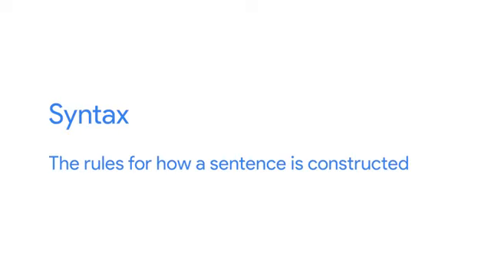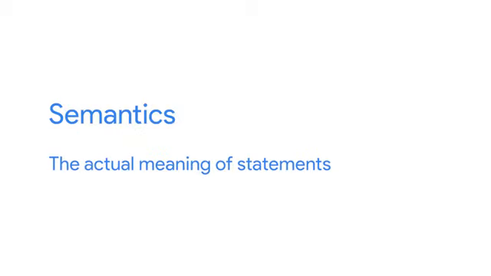Programming languages are actually similar to human spoken languages since they have a syntax and semantics. Now, if it's been a while since your last grammar class, here's a quick refresher on syntax and semantics. In a human language, syntax is the rules for how a sentence is constructed, while semantics refers to the actual meaning of the statements. In English, sentences generally have both a subject, that's a person, place, or thing, and a predicate, usually a verb, and a statement that explains what the subject is doing.